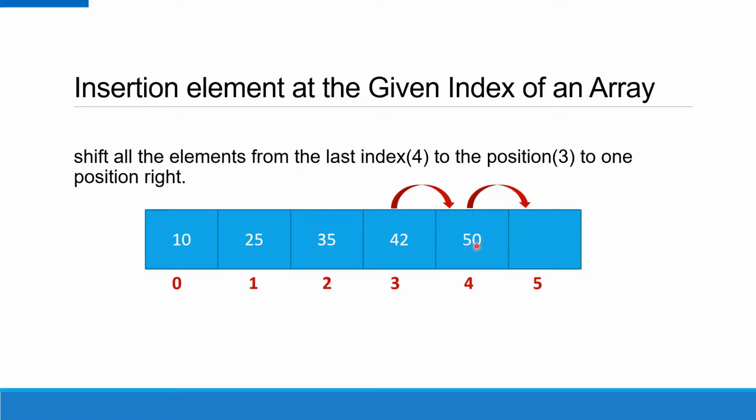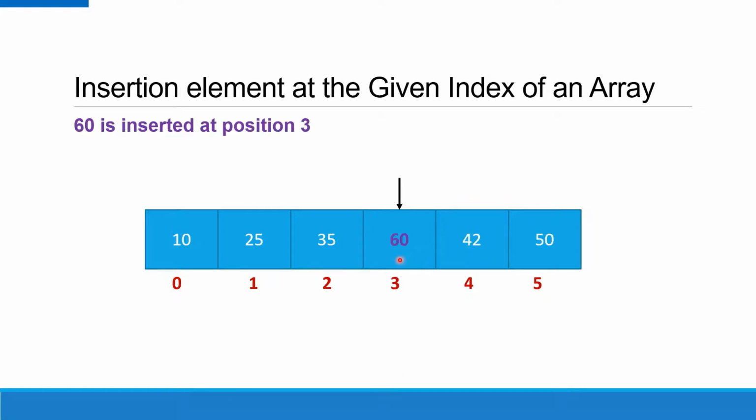Okay, I'll get a vacant space here. So what I am doing now, I have to move the before element 42 to the next position, that is fourth to fourth location. Okay, so after doing that, I'll get what? A vacant space, that is empty space. So I can insert 60 here. Okay, so like this. Now 60 is inserted at position 3.